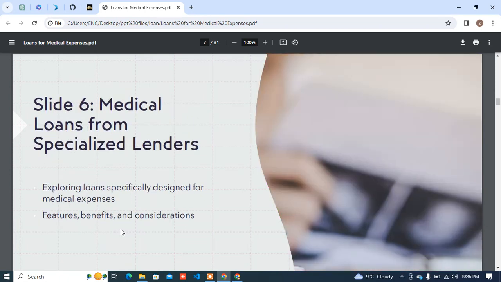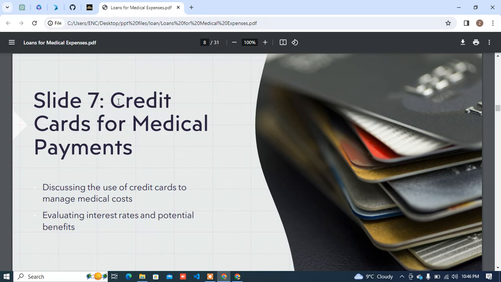Slide 6 is about medical loans from specialized lenders, exploring loans specially designed for medical expenses. Point 2 is features, benefits and considerations. Slide 7 is credit cards for medical payments. You can use credit cards for medical payments, discussing the use of credit cards to manage medical costs. Point 2 is evaluating interest rates and potential benefits. You can evaluate interest rates and potential benefits.